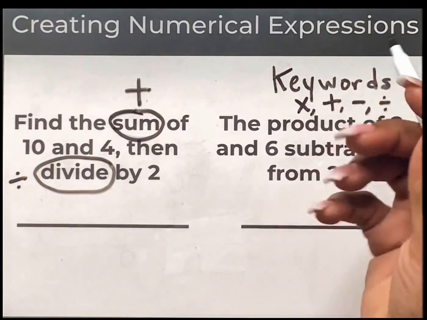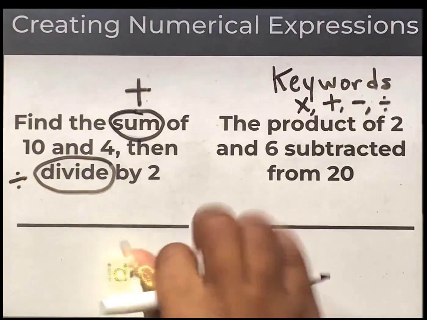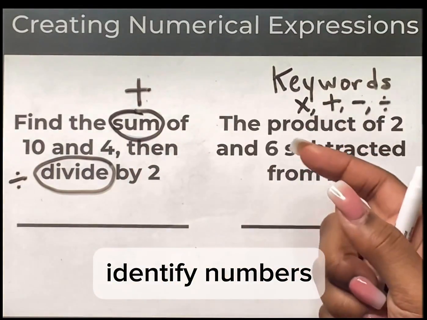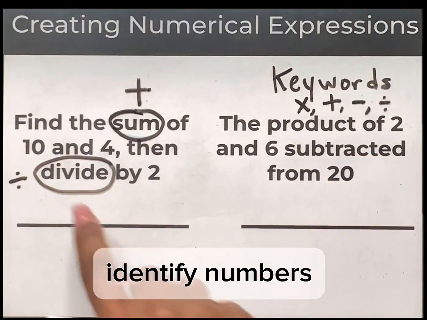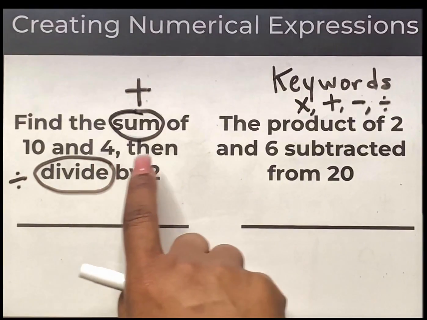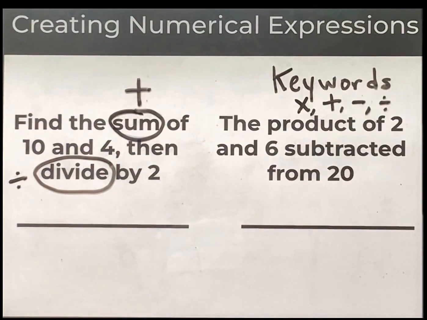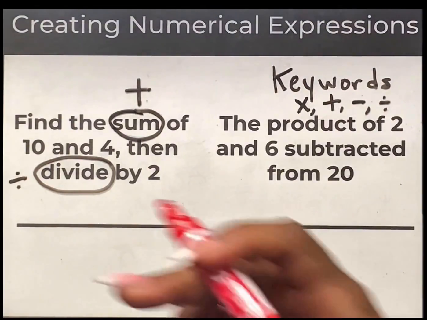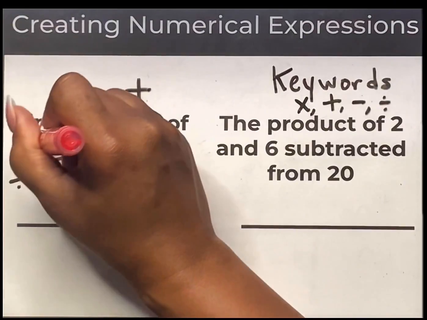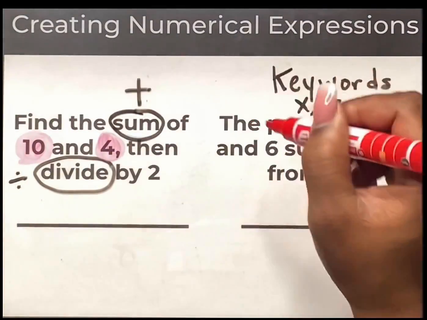Then, let's read it again to see which numbers will be associated with that keyword to start creating this numerical expression. Let's read again. Find the sum of 10 and 4, then divide by 2. Okay, let's do that. So it says, find the sum of what two numbers? What two numbers are we probably going to be adding together? Hopefully you said 10 and 4.